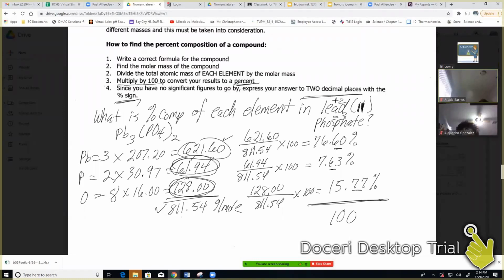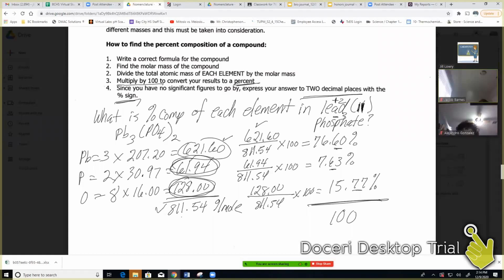So does anybody have any questions where those numbers came from? Sometimes the question may just ask you to find the percent composition of one element out of it. So you still would have to go and find the molar mass of the whole compound. But then when you got to this step, you would have less work on that particular one. Because you can see it's not that they're hard, it's just that they can be a little time consuming. What do y'all think? Not too bad?